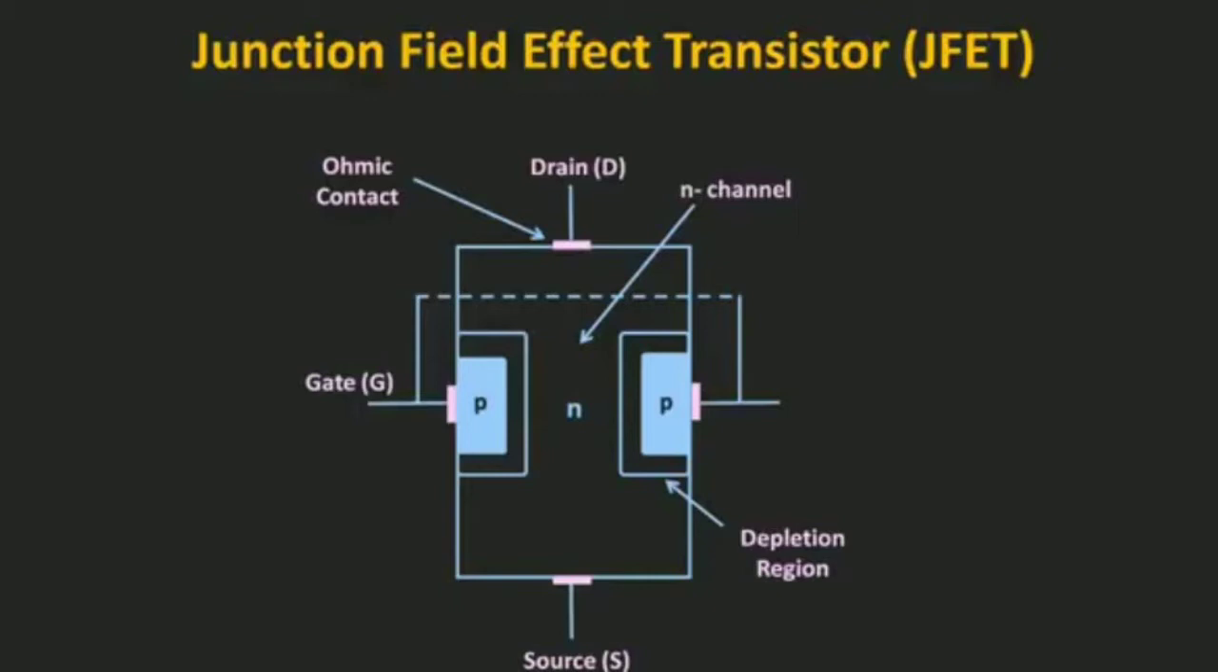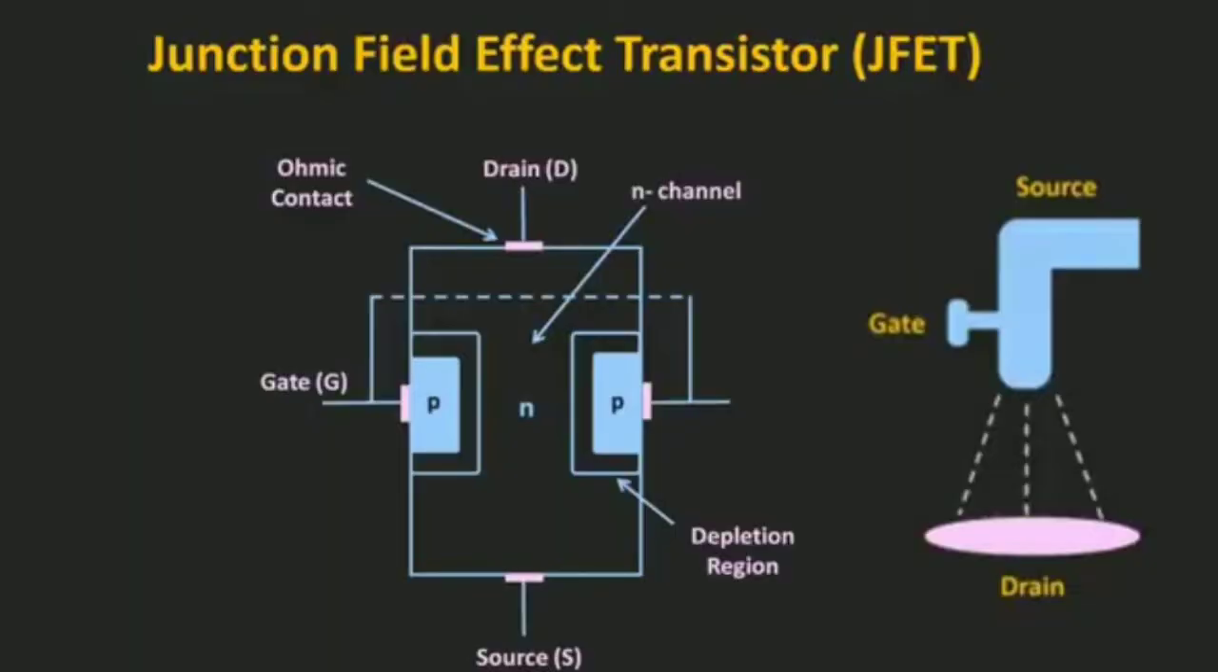Now whenever we apply the voltage between the drain and the source terminal, the current starts flowing through the device between the drain and the source terminal. By applying the voltage between the gate and the source terminal, this current can be controlled. The working of the JFET can be explained using the tap water analogy. In case of a tap, the water flows from the source towards the drain, and the flow of water can be controlled using this knob. Similarly, in case of JFET, the voltage between the gate and the source terminal controls the current flowing between the drain and the source terminal.